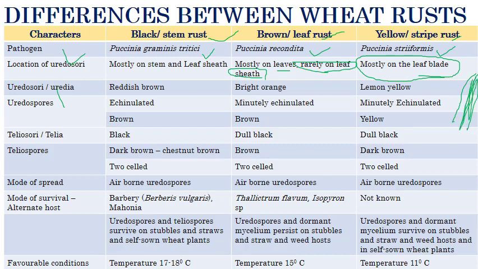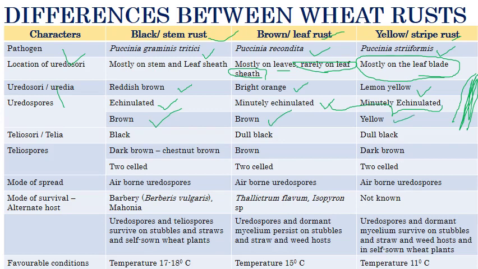Coming to the uredosori or uredia, reddish brown colored uredia are produced in black rust or stem rust, whereas bright orange colored uredia are produced in brown or leaf rust, whereas in yellow rust lemon yellow colored uredia are produced. Coming to the urediniospores, echinulated urediniospores are produced in black or stem rust, whereas minutely echinulated urediniospores are produced in brown rust or leaf rust. The color of the urediniospore is brown in black rust and brown rust, whereas in yellow rust the urediniospore is yellow in color.